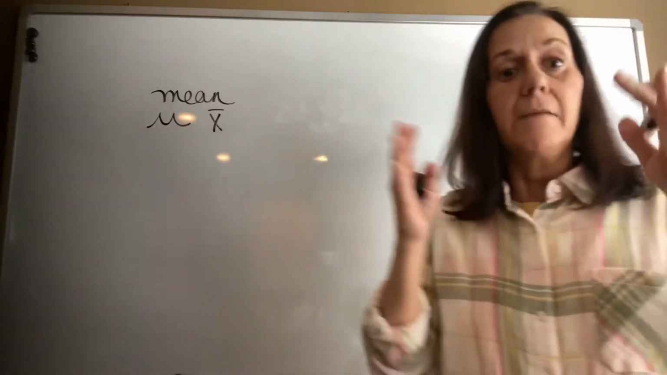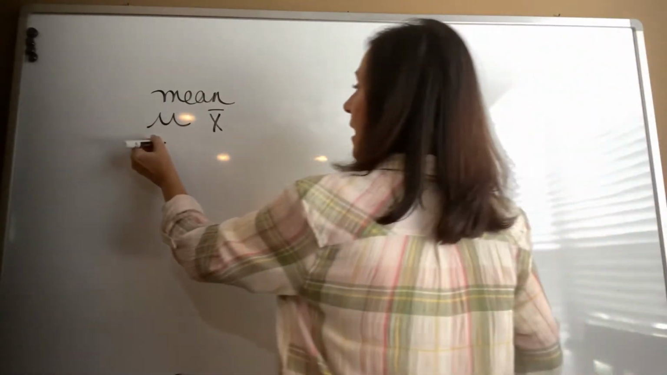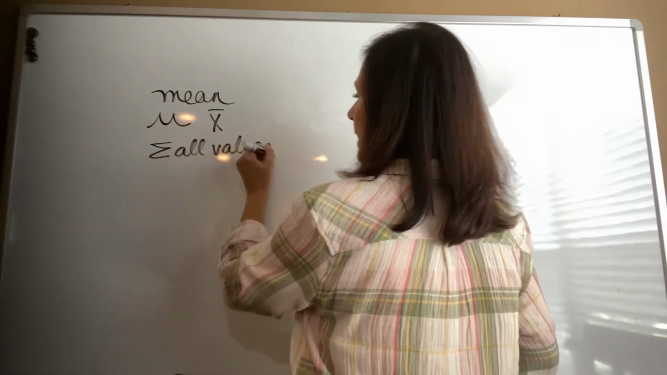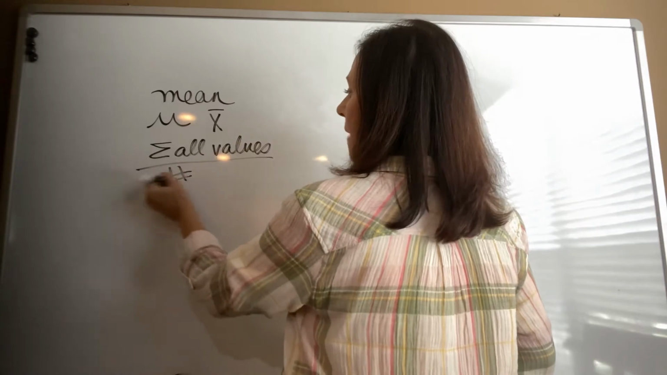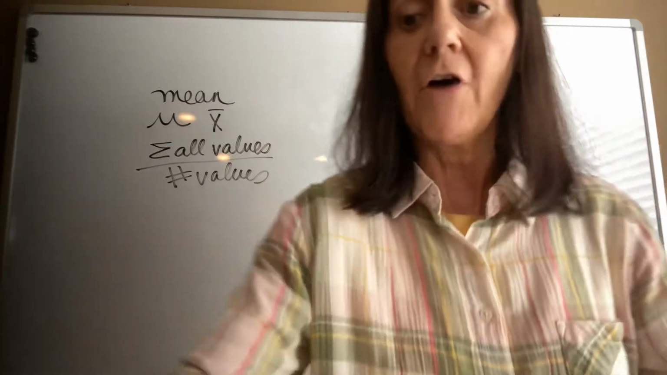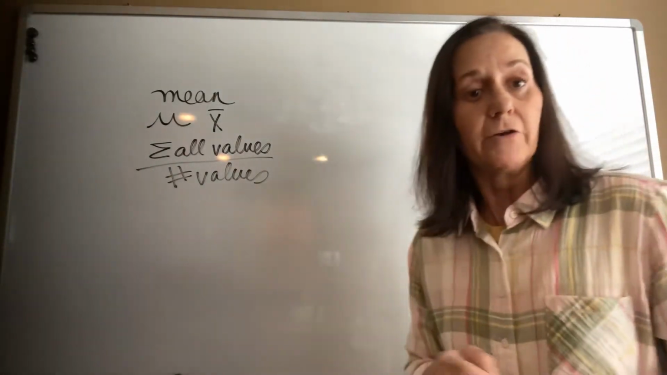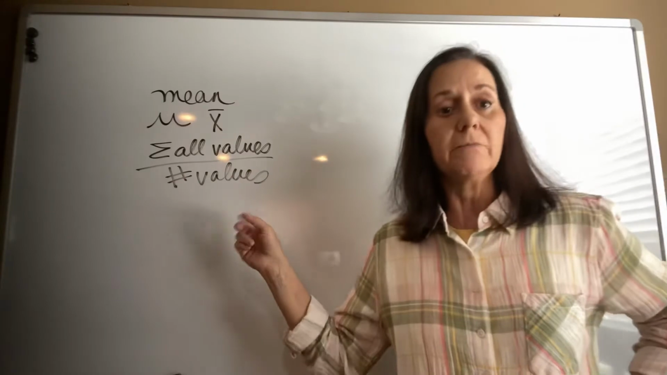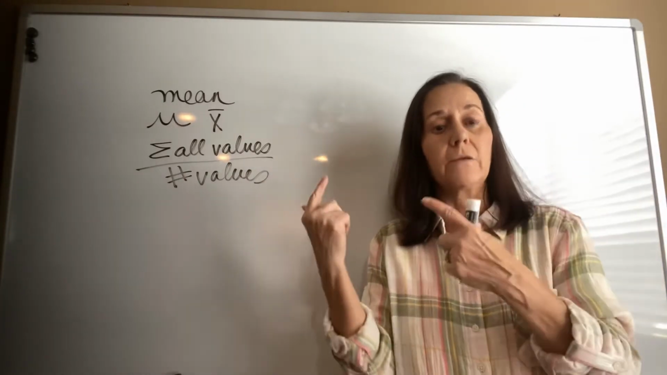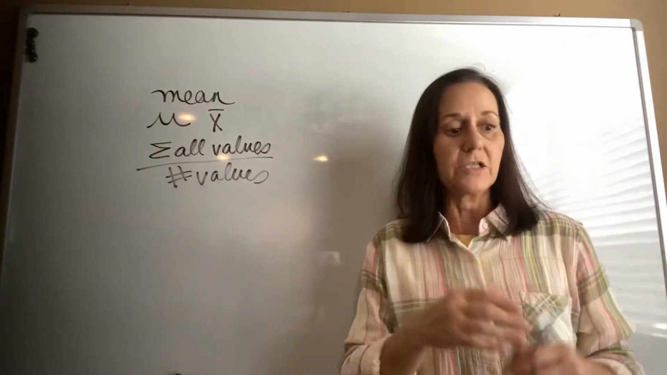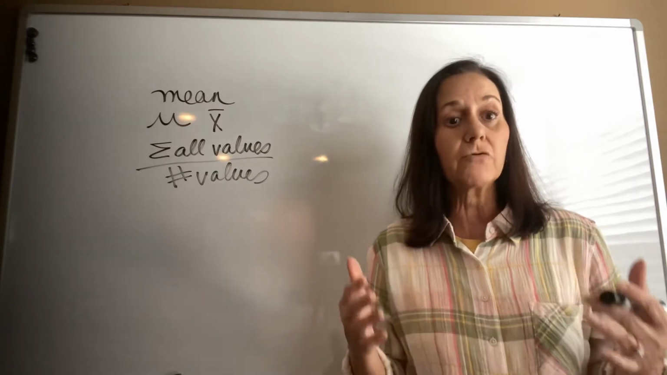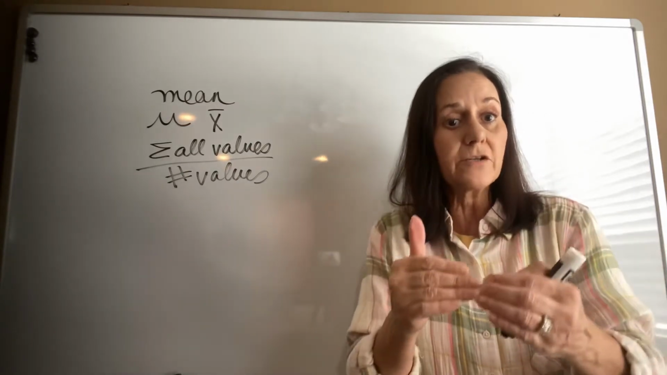What is the mean? The mean is the sum of all the values divided by the number of values that you have. Okay, the sum of all of them divided by how many values you have. So the mean is a good measure of central tendency when all of your values are pretty close together, like the ones I have on the board. They were all in the 10s, 20s, and 30s. The mean is not a good measure of central tendency or where your center lies.